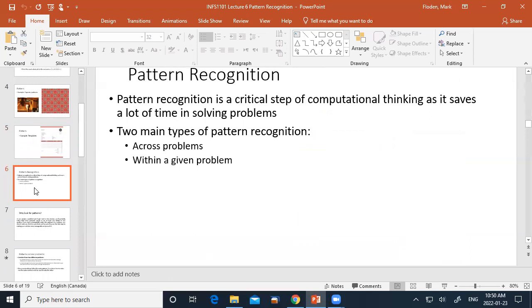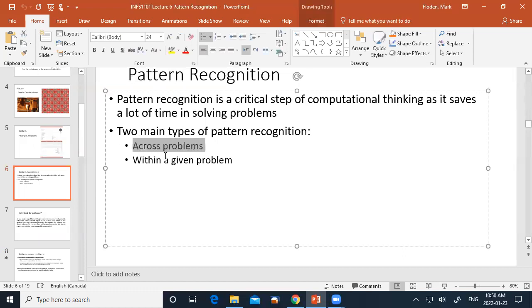So it is a critical step. If we can see a pattern in the way things are working in our business, then maybe that pattern could be susceptible to us writing a little module, treating it as a sub problem that we can speed up by making it automated. So as it says, there's two different types of patterns that we might come across: patterns that occur across problems and patterns that occur within a particular problem.